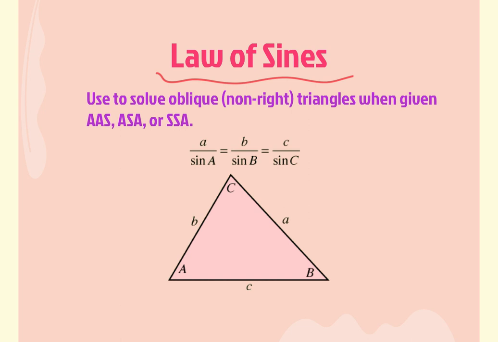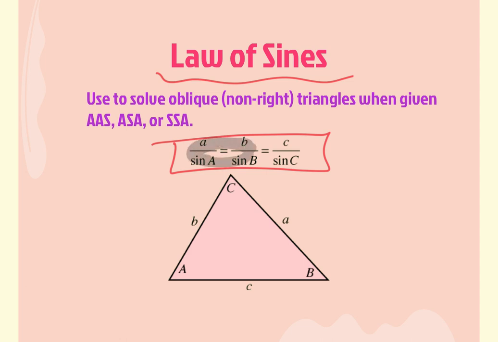Law of sines says that we can set up a proportion with the ratio of a side to the sine of its opposite angle. So a over sine of angle A equals b over sine of angle B equals c over sine of angle C. And we can use this in any pairing.